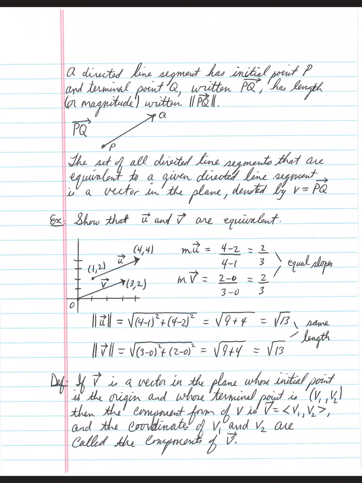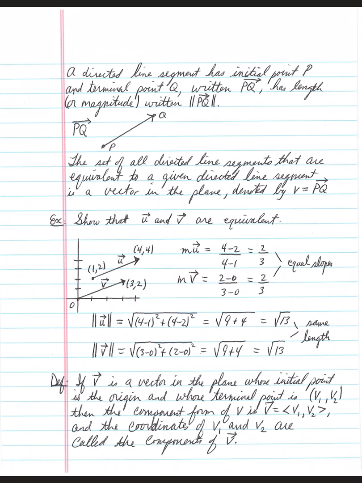A directed line segment has initial point P and terminal point Q, written as directed line segment PQ with an arrow over the top, and has length or magnitude written as PQ with a set of double vertical bars. When you see the double vertical bars, that's the magnitude or length of your directed line segment. The initial point P leads to the terminal point Q.